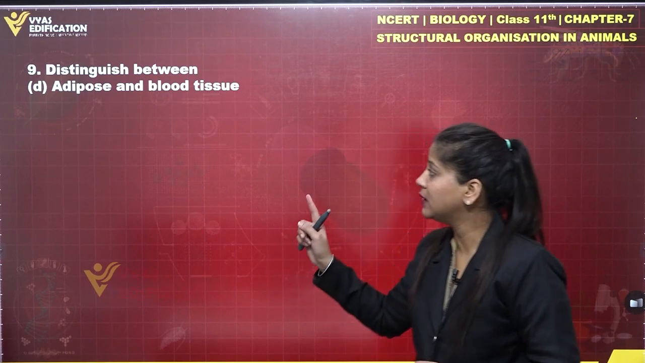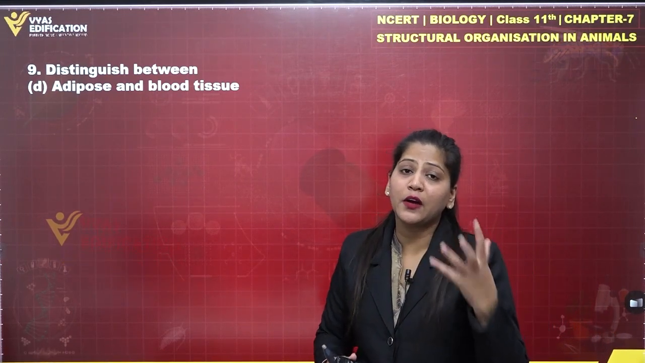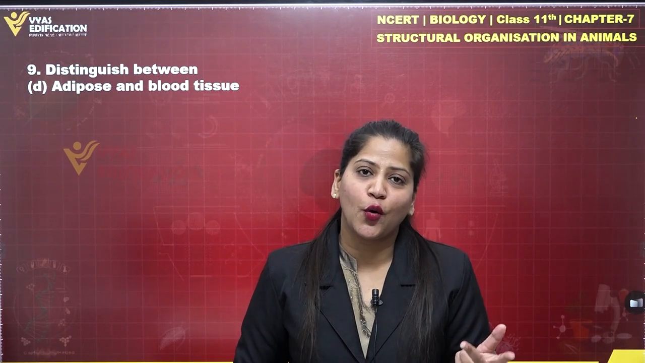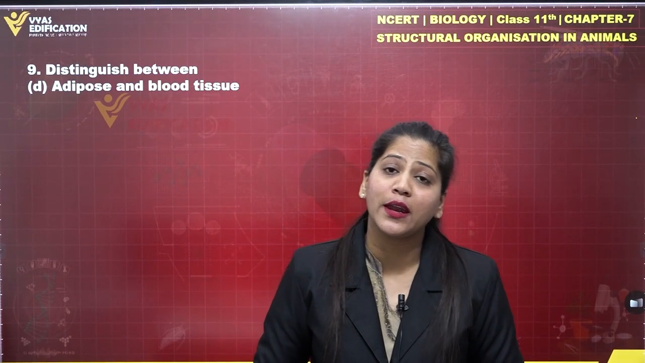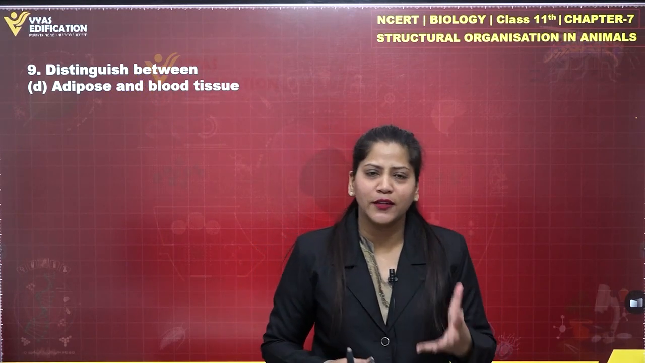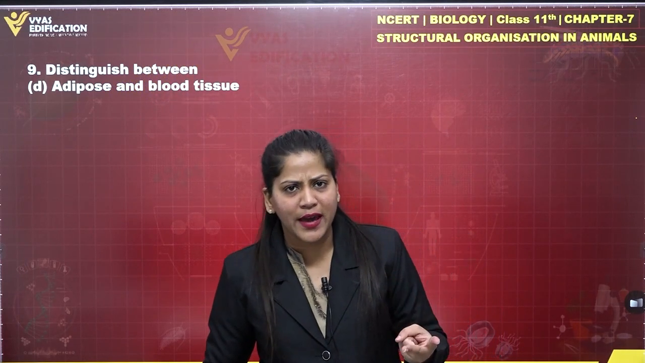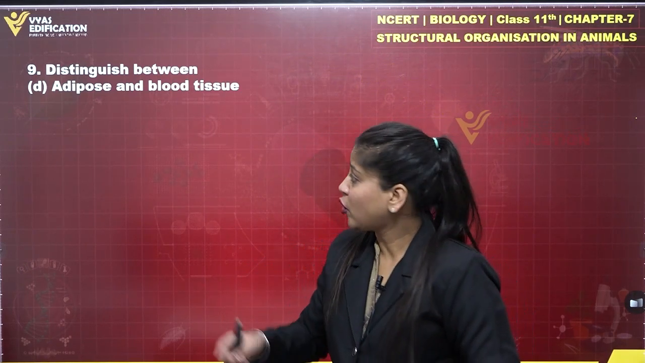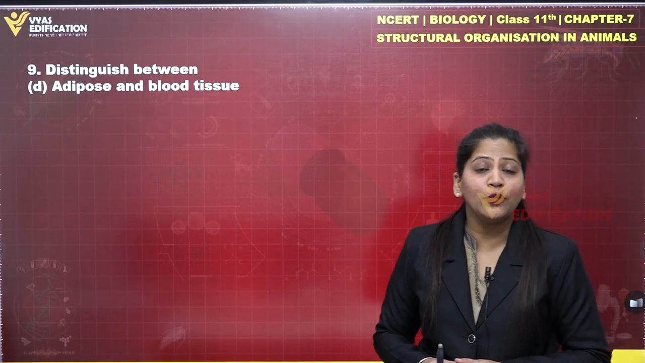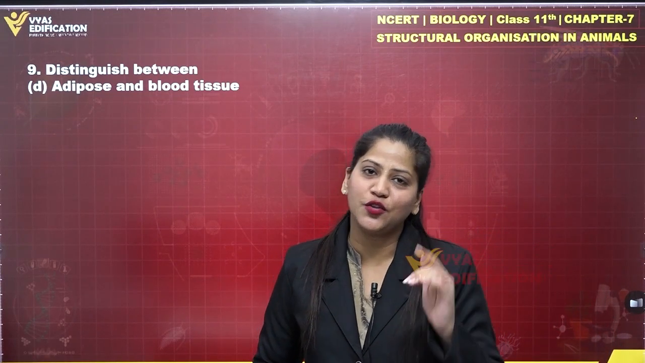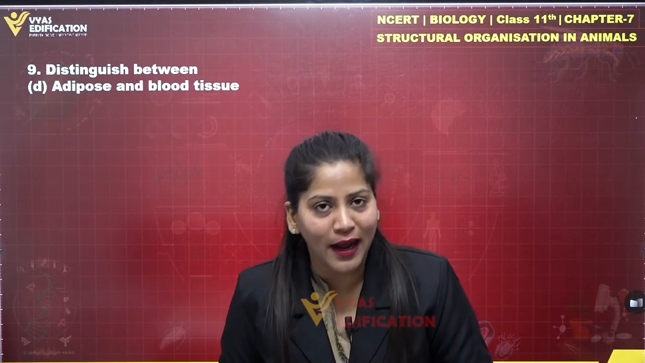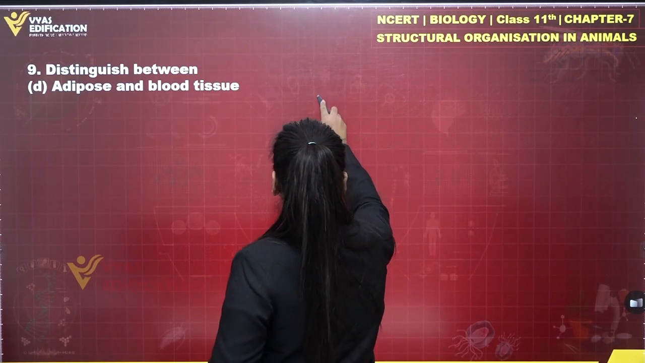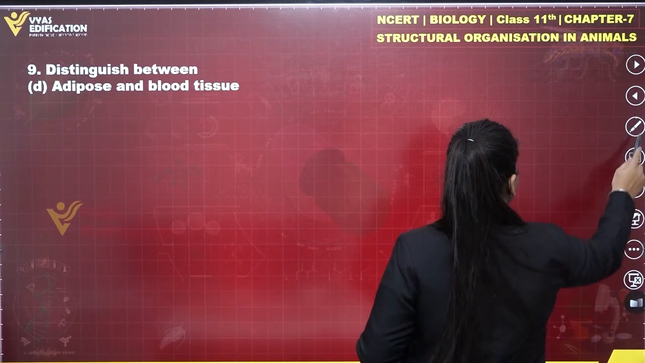Then what is the function of adipose tissue? It helps in the synthesis, storage and metabolism of fat, whereas blood functions for the transportation of food, waste, hormones, etc. in your body. Then the third feature: you will find adipose tissue beneath your skin, and you will find blood tissue in your blood vessels, right? Now let's write the answer of this question.